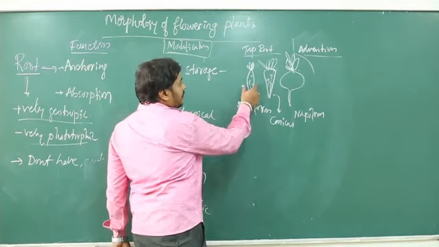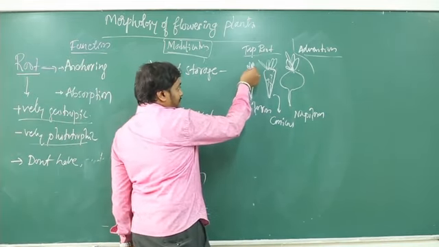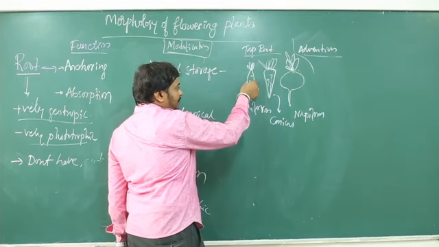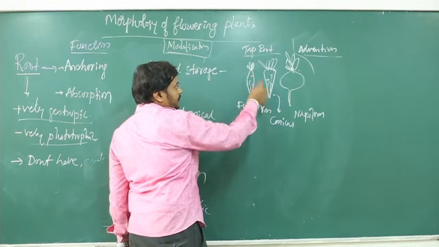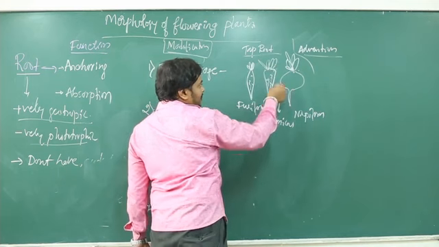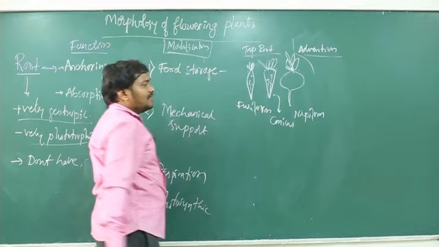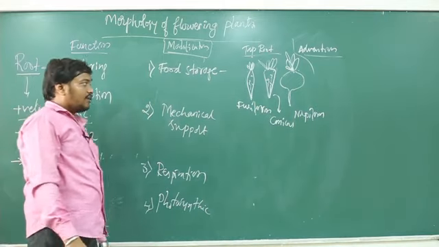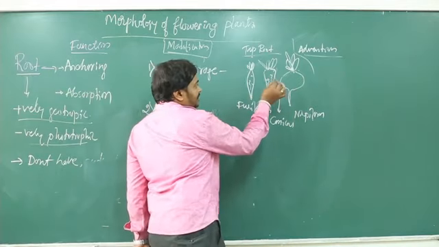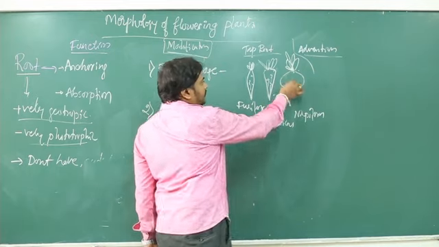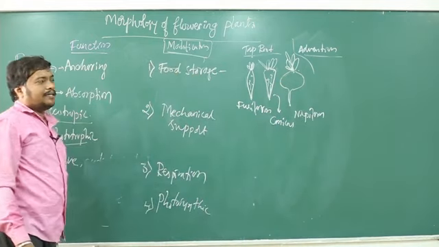Fusiform has tapering ends on both sides, tapers, bulges in the middle. Napiform is broad at the base, enlarged in the middle, suddenly tapers. So these are the three different types of modification of root for food storage. Carrot, radish, and either beetroot or turnip are the examples.